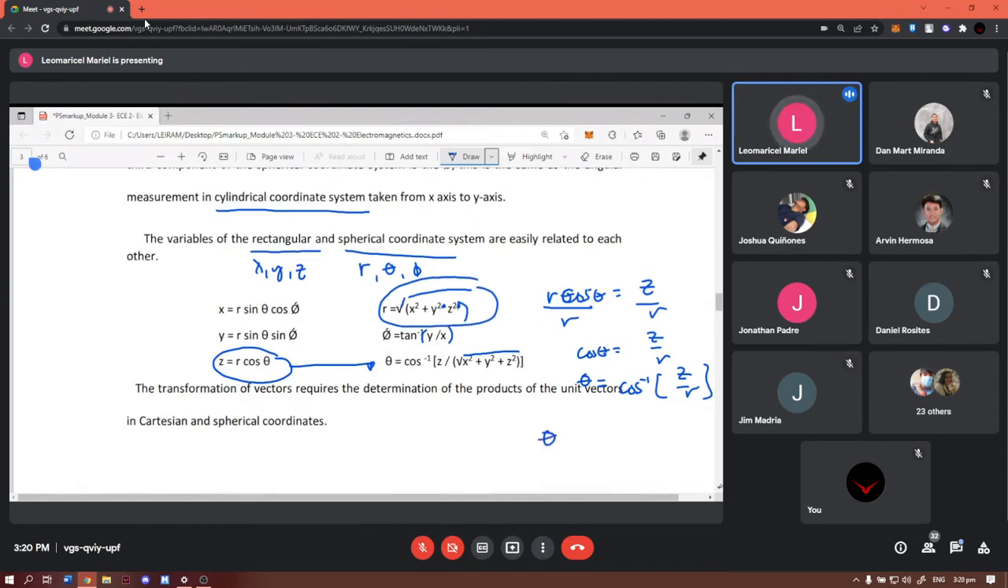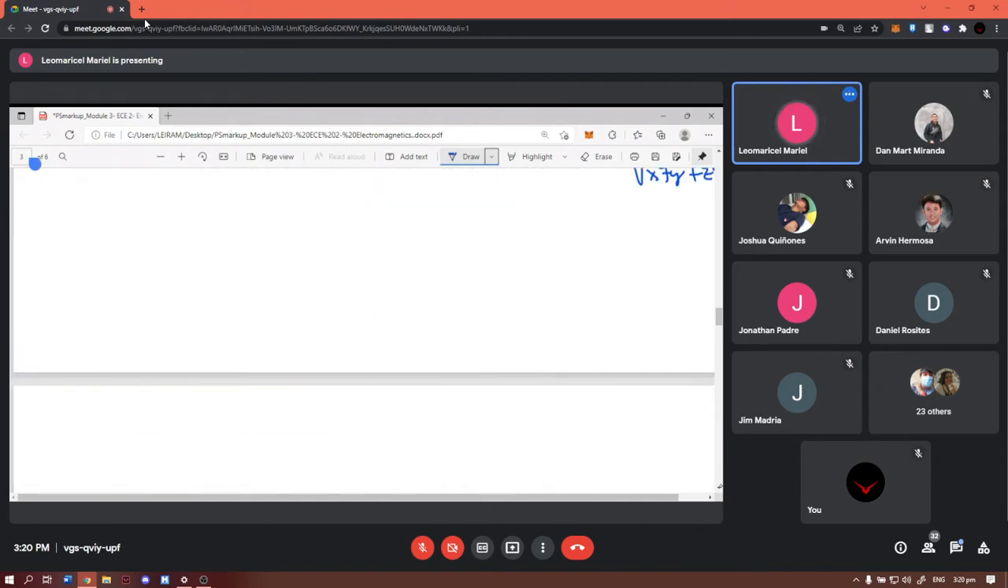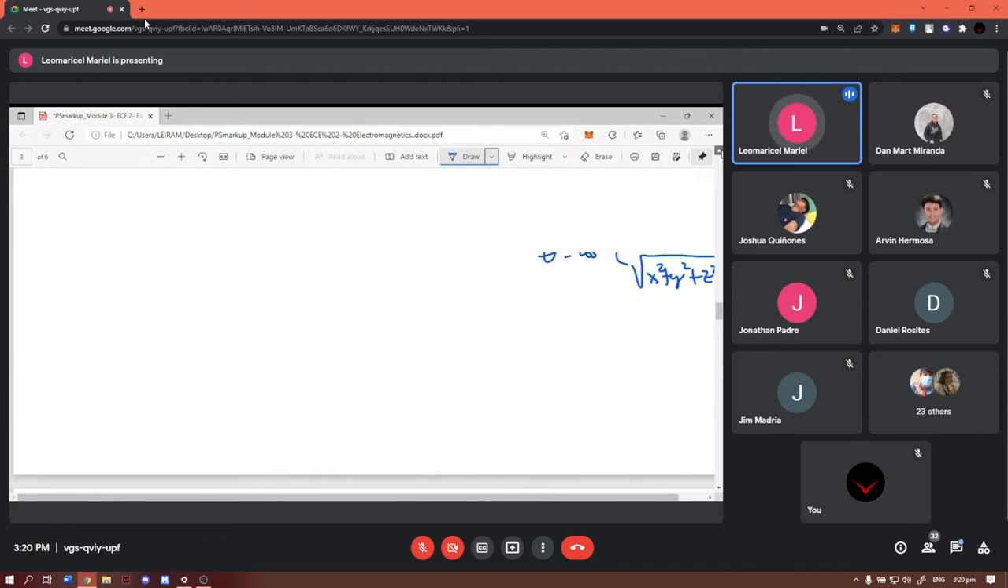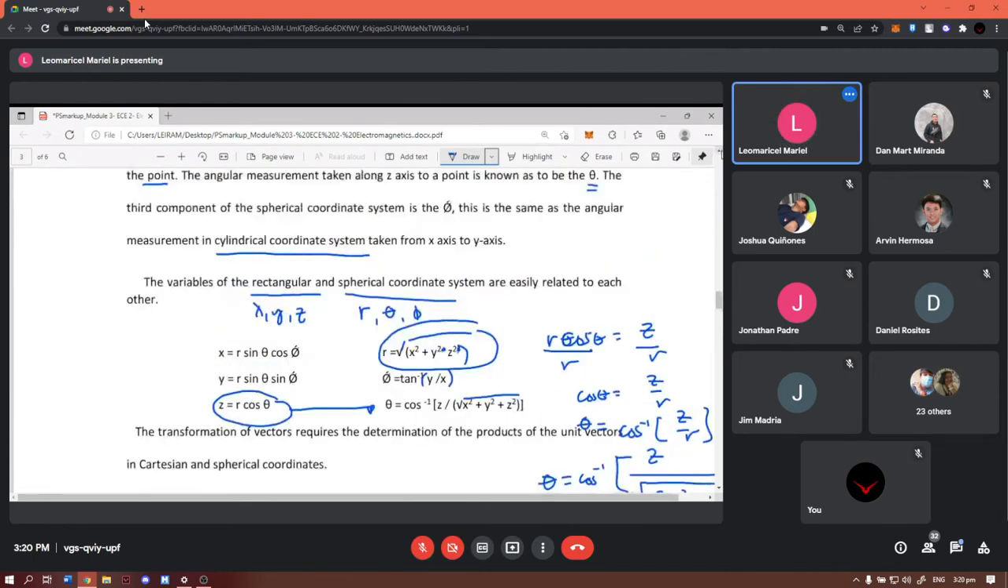So theta will be inverse cosine of z over square root of x squared plus y squared plus z squared. Yan. So yun din yun. Doon siya nakuha. So formula natin sa z is equals to r cosine theta. Nasusundan? So palagi nyo tatandaan na sa spherical, dinagdagan lang natin ng isa na component.